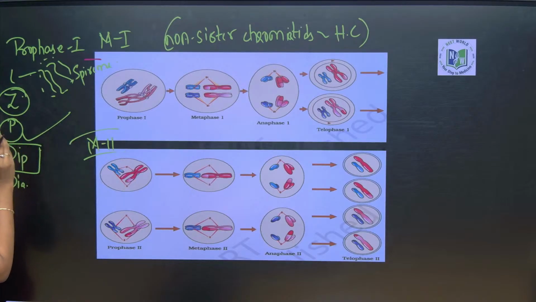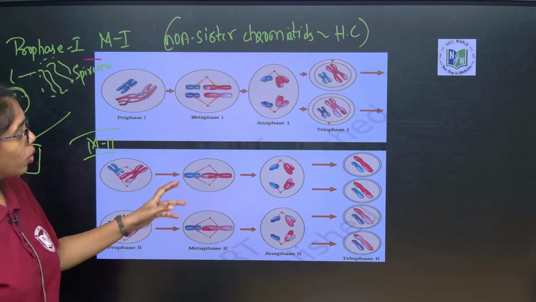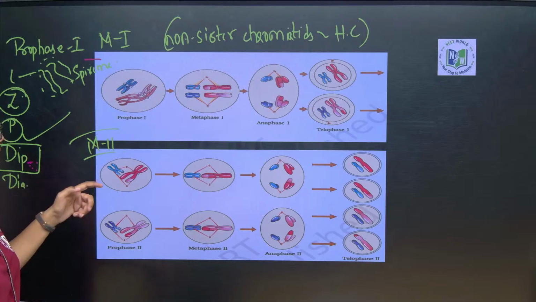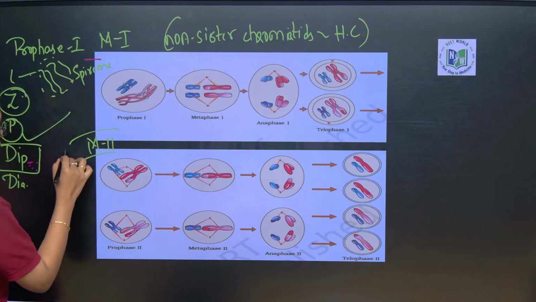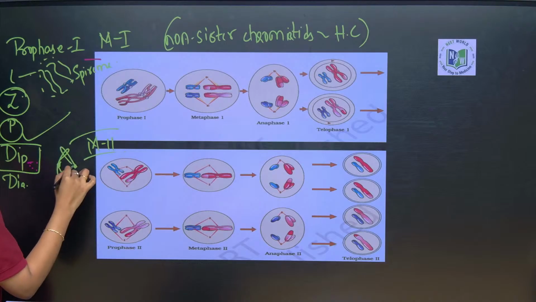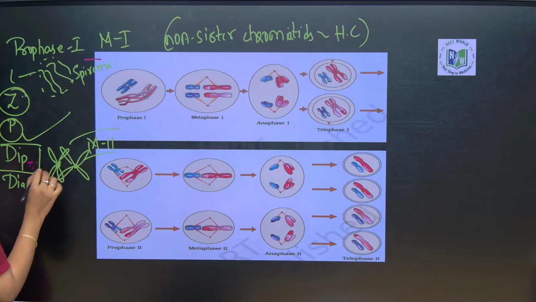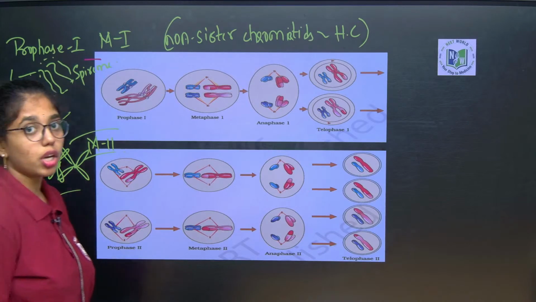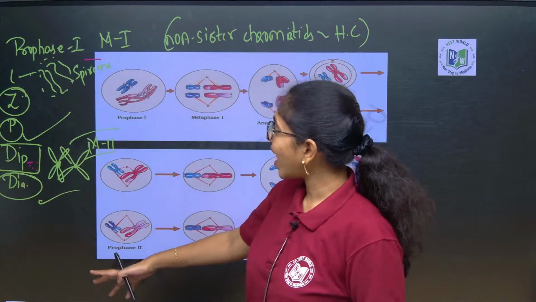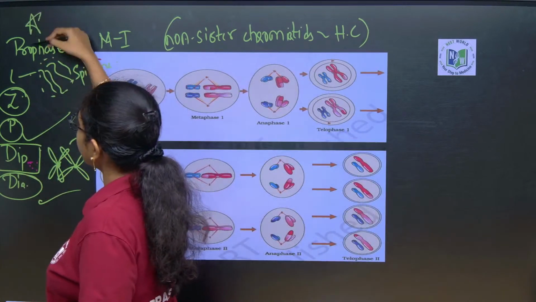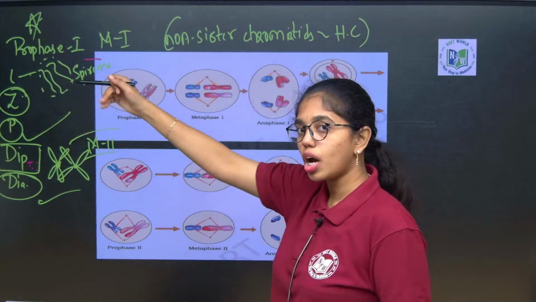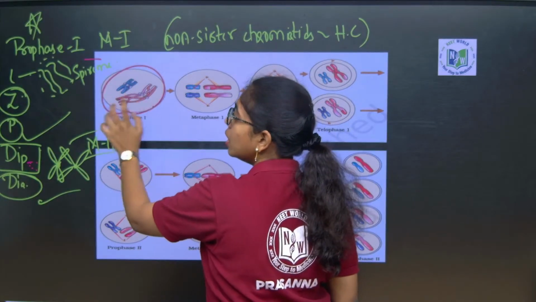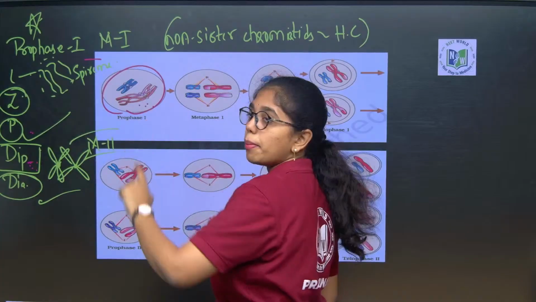Then in diplotene, the dissolution of the synaptonemal complex takes place and X-shaped structures, the chiasmata, are formed. In diakinesis, terminalization of chiasmata takes place. So, these are the 5 events of prophase 1, asked many times in match the following questions or statement based questions, very important. This diagram refers to the third substage, the pachytene phase.